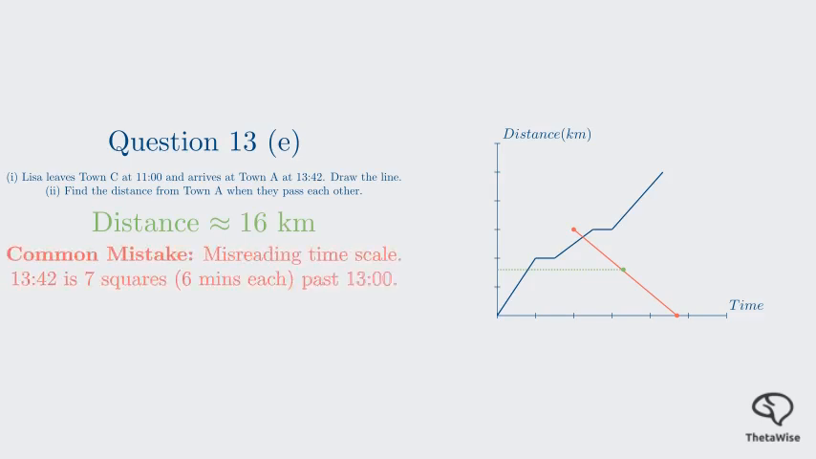Common mistake: misreading the timescale. On this graph, each small square represents 6 minutes. 13:42 is 7 small squares after 13:00.